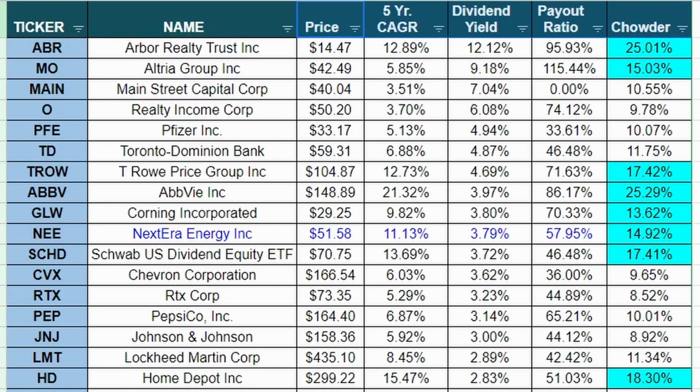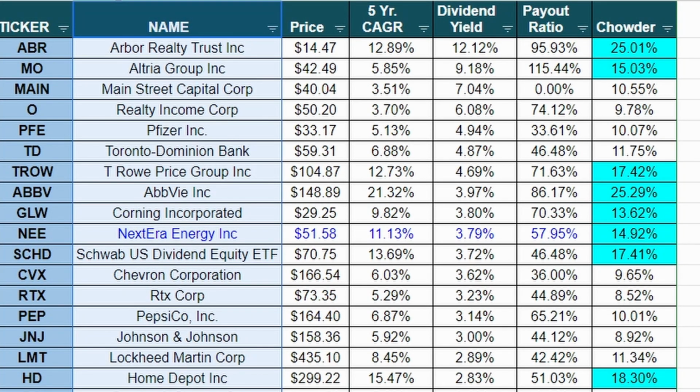Chowder one could ever need in life, I wanted to take a peek at how my portfolio stacks up to all of the Chowder rules. So here's a listing of my portfolio. Left to right, you'll see the ticker, the company name, the current share price. Then you'll see the three metrics that make up the dividend triangle, so the 5-year compound annual growth rate, the dividend yield, and the payout ratio. And finally, you'll see that I have already calculated the Chowder Score for each of my holdings.